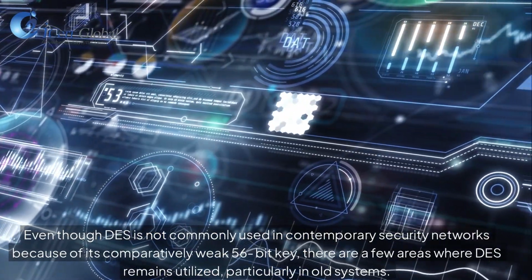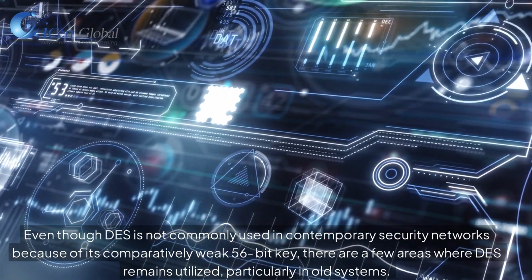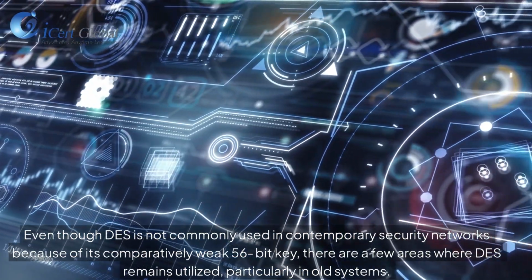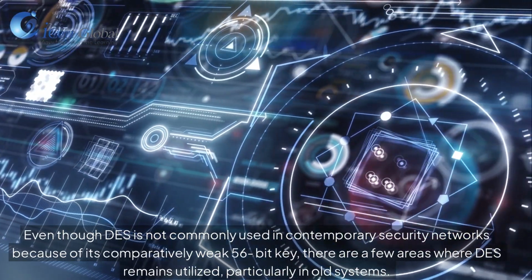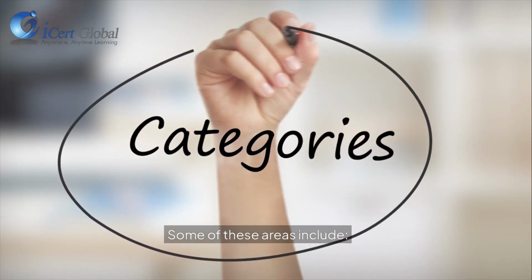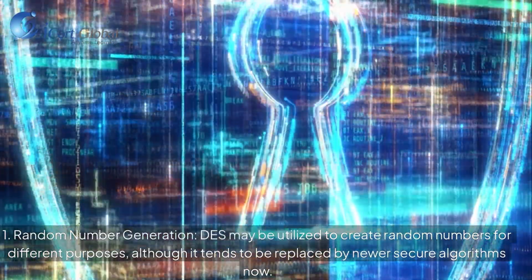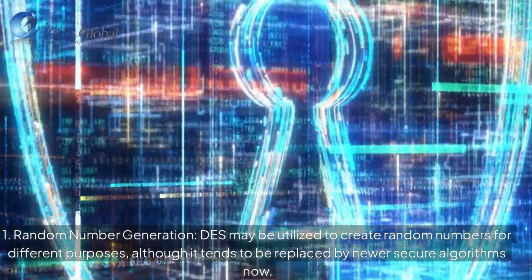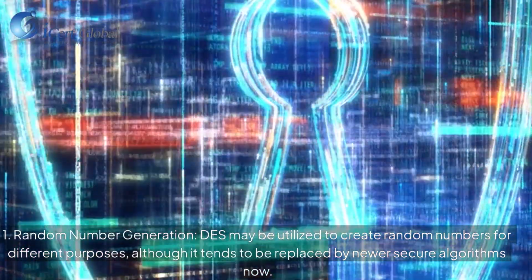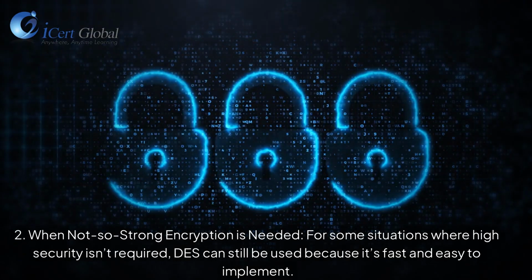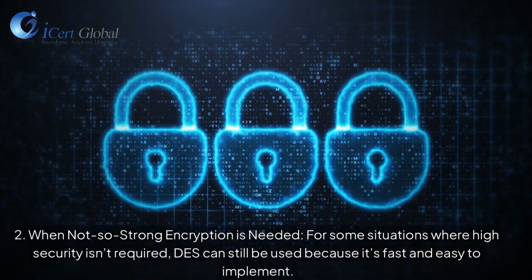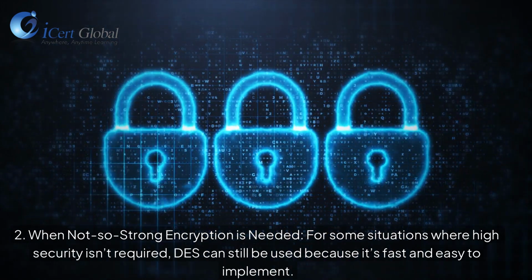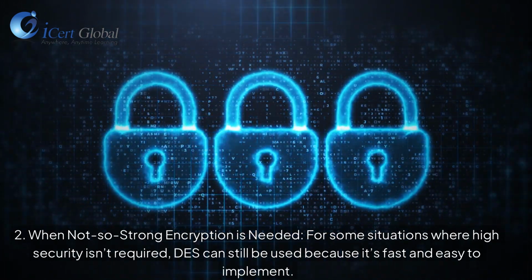Applications of DES algorithm. Even though DES is not commonly used in contemporary security networks because of its comparatively weak 56-bit key, there are a few areas where DES remains utilized, particularly in old systems. Some of these areas include: 1. Random number generation. DES may be utilized to create random numbers for different purposes, although it tends to be replaced by newer secure algorithms now. 2. When not so strong encryption is needed, for some situations where high security isn't required, DES can still be used because it's fast and easy to implement.